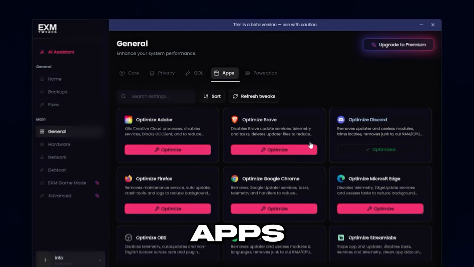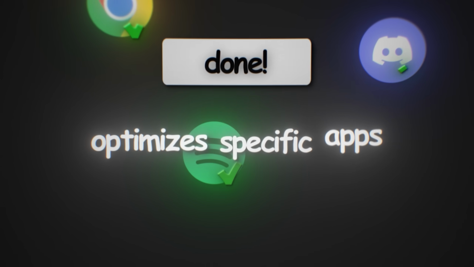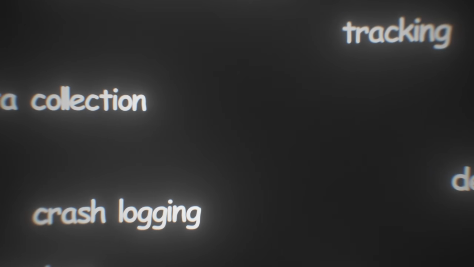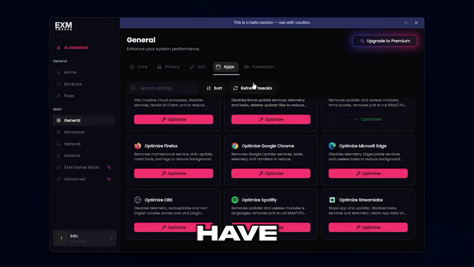Alright, so after that we have apps. This one is pretty simple. It's just a one-click button which optimizes specific apps so they take less CPU and RAM resources in the background. It will remove certain features like tracking, data collection, and more directly from the install. So yeah, just do it for the apps that you have installed or use.